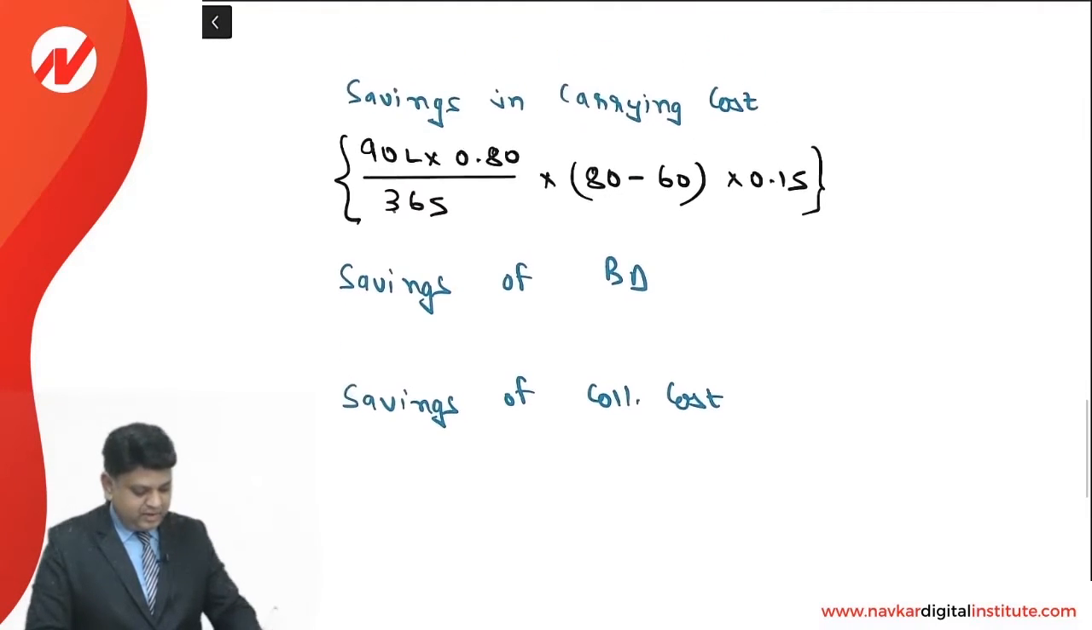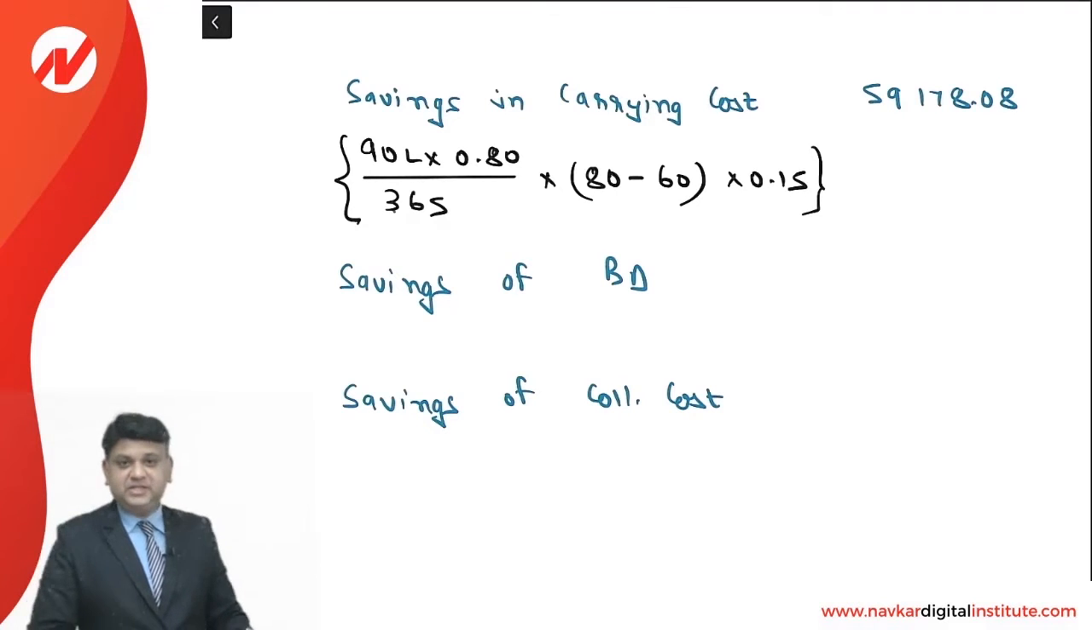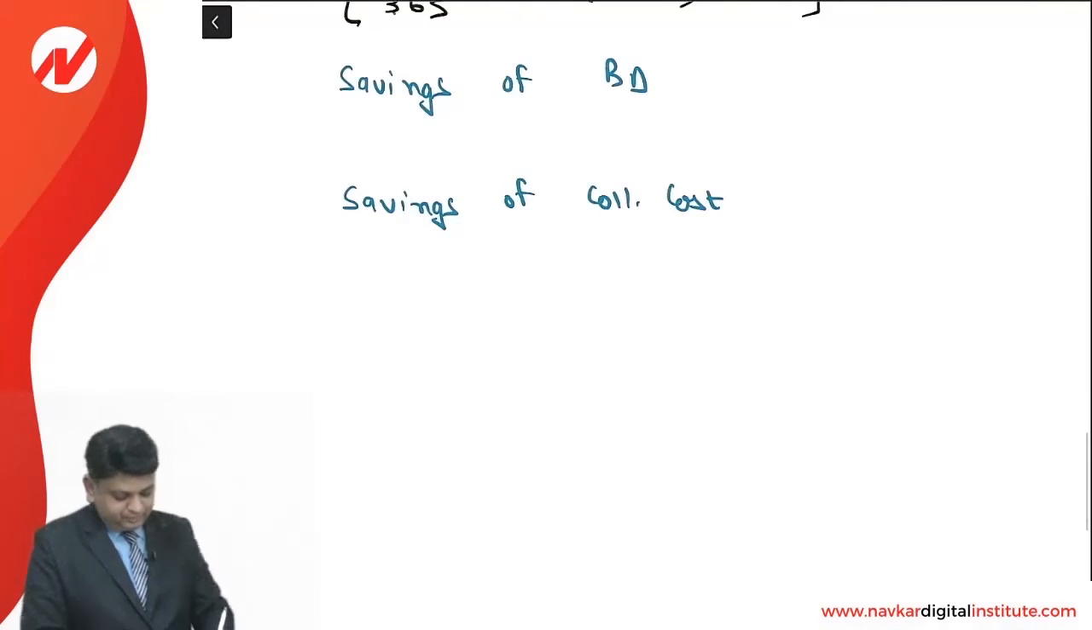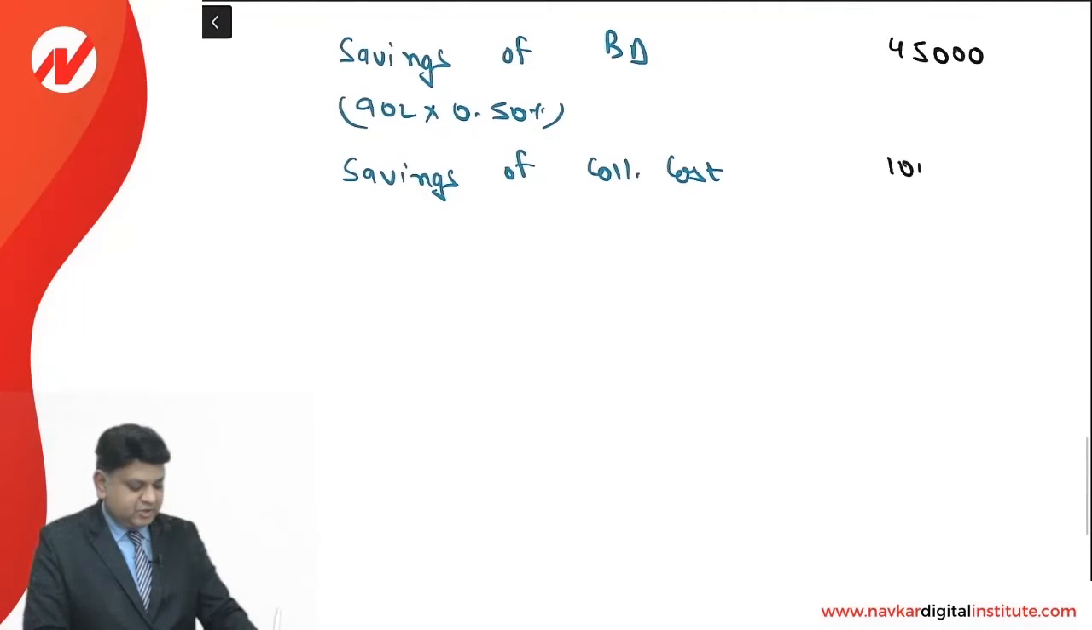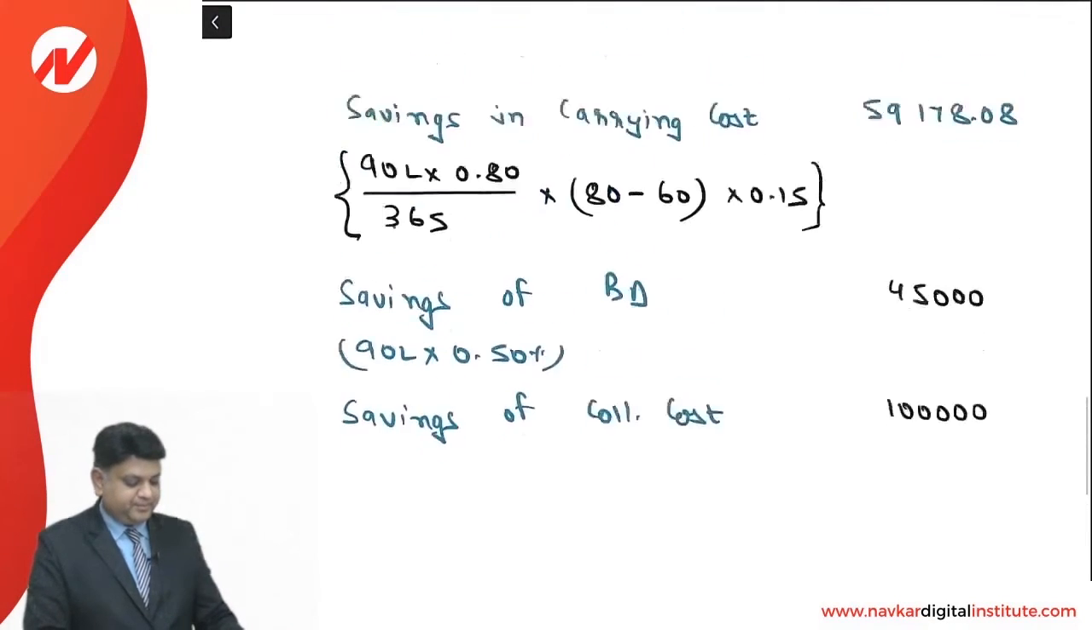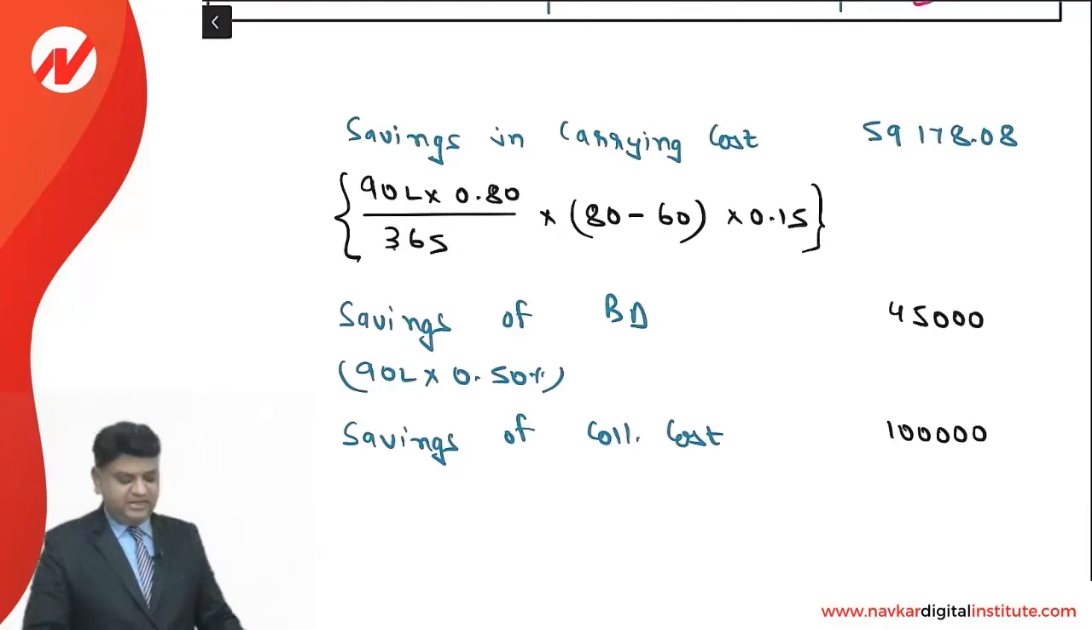So it comes to 59,178.08. This is the savings in carrying cost. 90 lakhs into 0.5 percent, the savings of the bad debts is 45,000. Savings of collection cost is 1 lakh. So basically these three are the advantages.